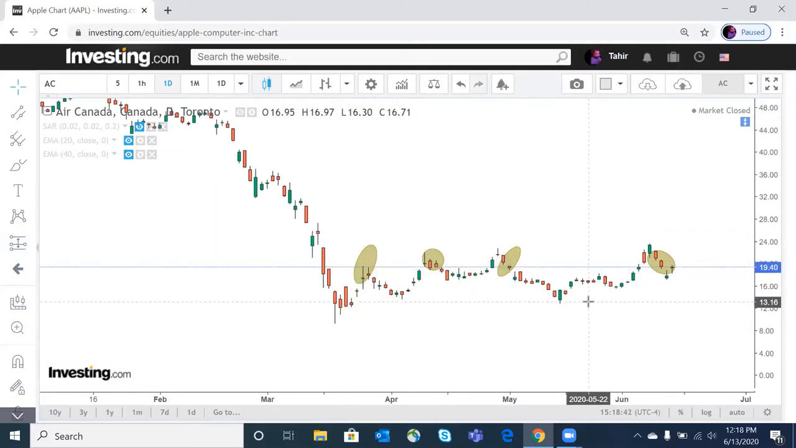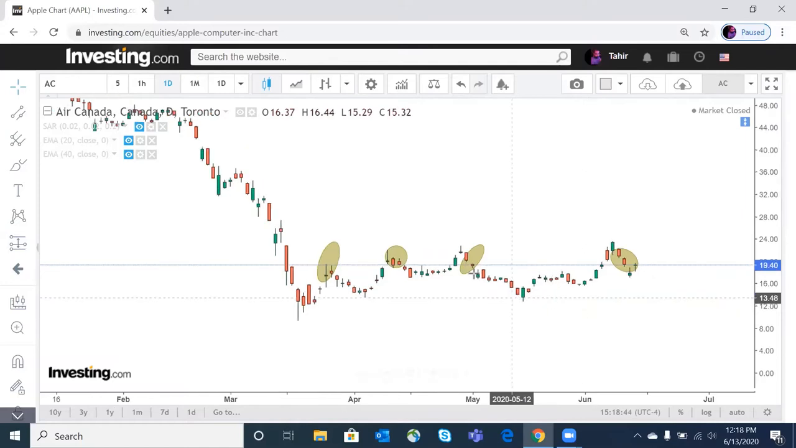These were previously resistance levels, and in the previous week it crossed this resistance. Then it fell down again. The idea is that when a previous resistance has been crossed, it becomes a support next time. So I'm expecting this level of 19.40 to act as a support for this Air Canada stock.